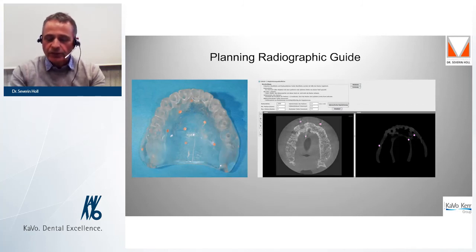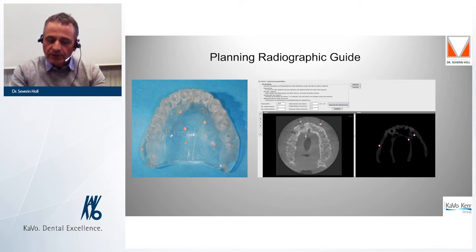For the implementation of these guidelines, we use the method named the radiographic guide. On the left picture you can see the duplicated full denture, marked with pink gutta percha. We need these markers to get radiopaque points in the CBCT because we don't have the teeth for the superimposing. On the right side, you see the gutta percha markers in the CBCTs, illustrated in pink.